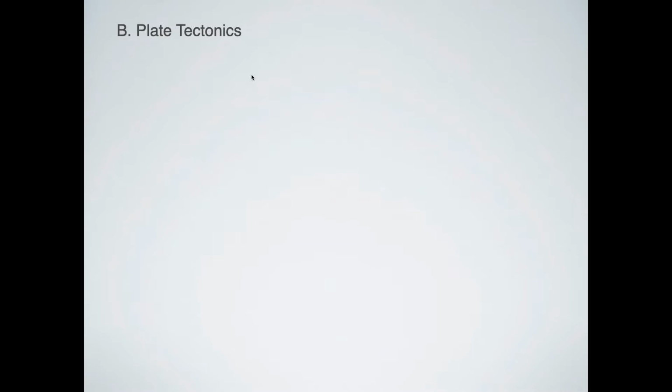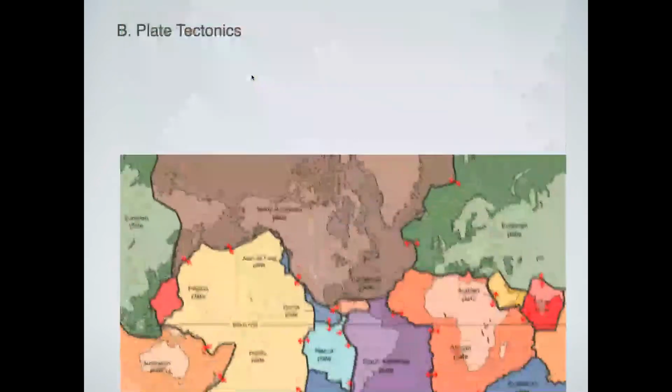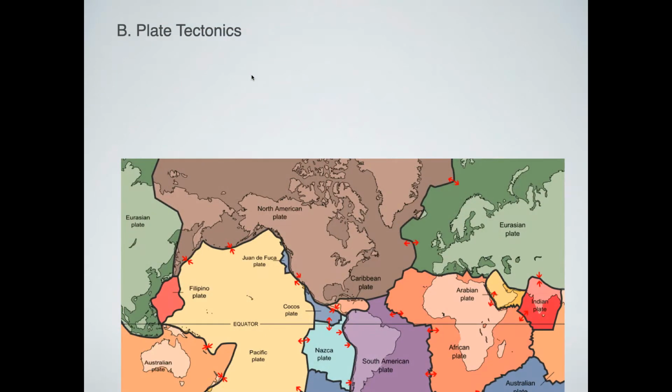Today, we're going to be talking a little bit more about plate tectonics. So we introduced the layers of the Earth last time. So now let's talk actually about the plates themselves. So here is a flat map of the plate boundaries. And again, these are the major ones.